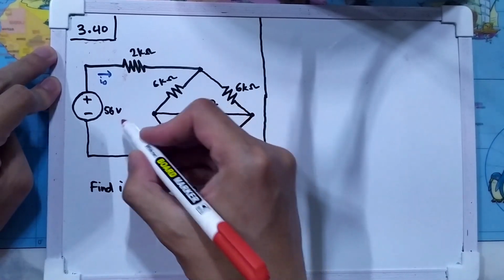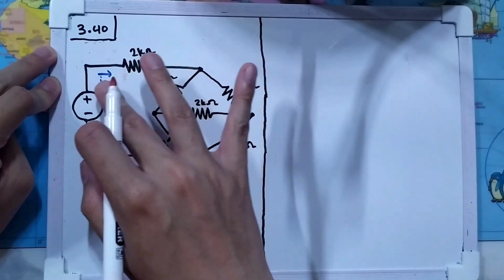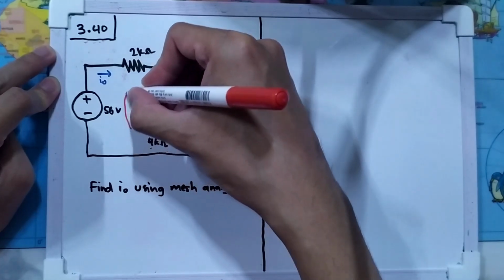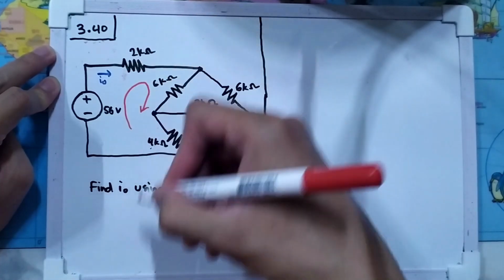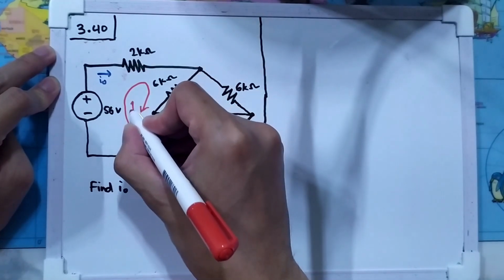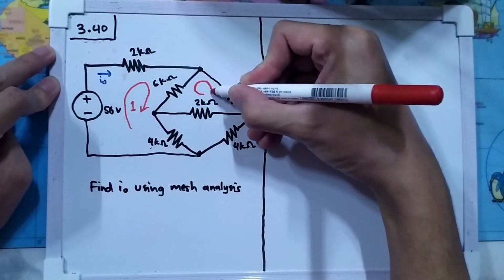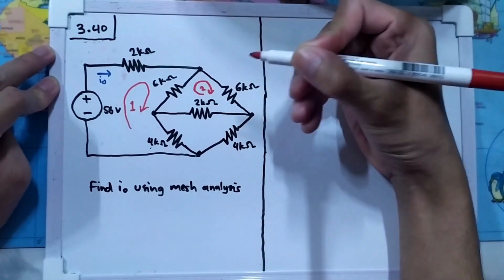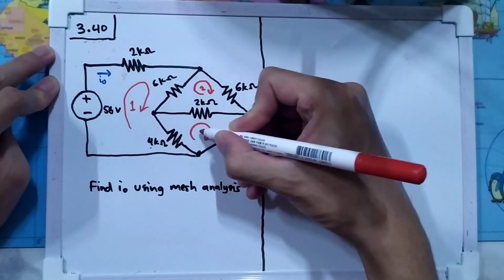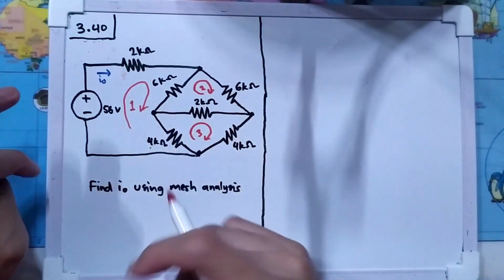Let's just start with drawing the loops, as we are asked to use mesh analysis. Let's start by making a loop, because the direction of the current that we are asked for is to the right. So I will make the loop like this, so we don't need to put negative sign later. So let's call this loop 1, and this one is loop 2, and this one is loop 3.